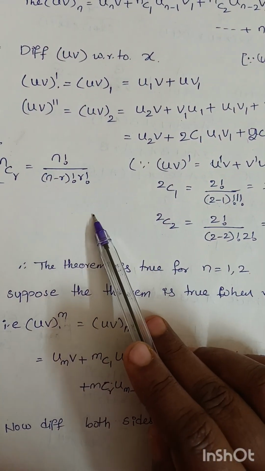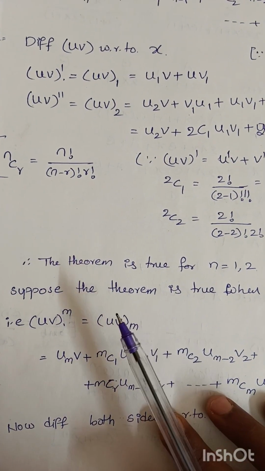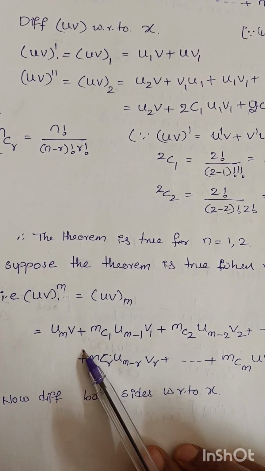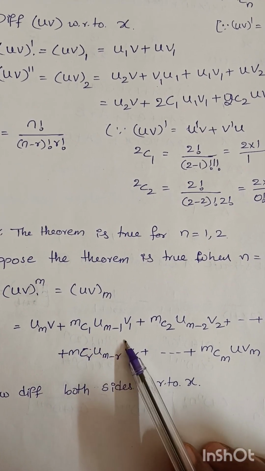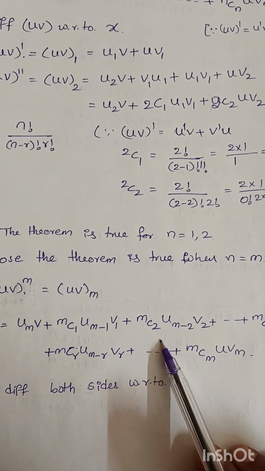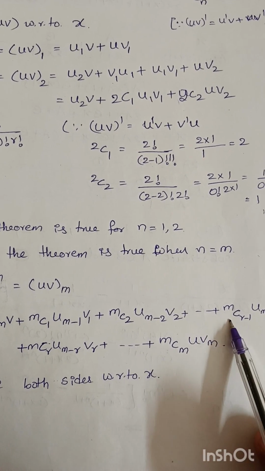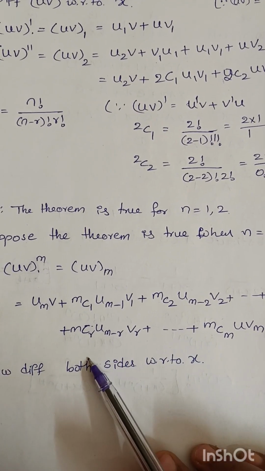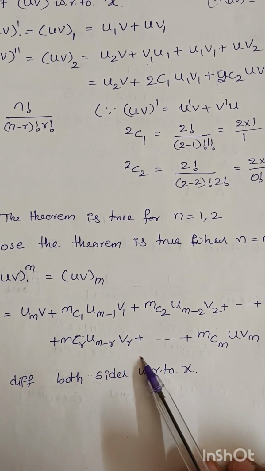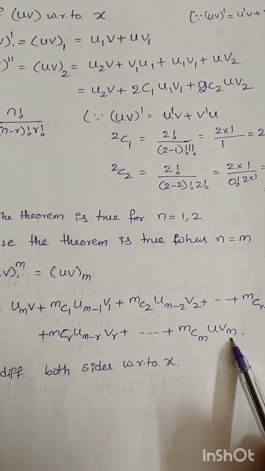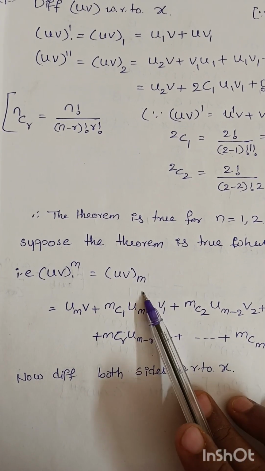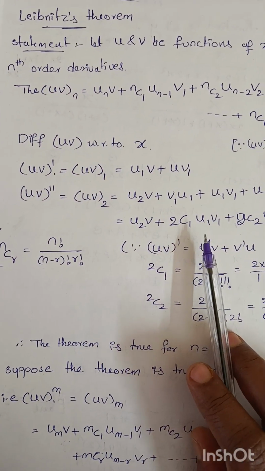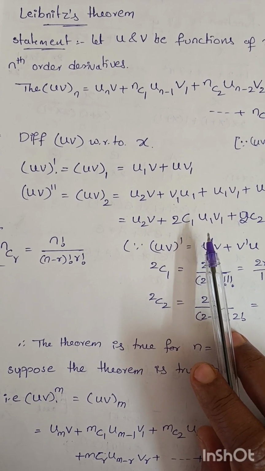So just substitute: the mth derivative of uv, (uv)m, equals umv plus mC1 um-1 v1 plus mC2 um-2 v2 plus and so on, mCr-1 um-r+1 vr-1 plus mCr um-r vr plus and so on, mCm uvm. This is the mth derivative of uv. We can prove the Leibniz theorem by the mathematical induction method.